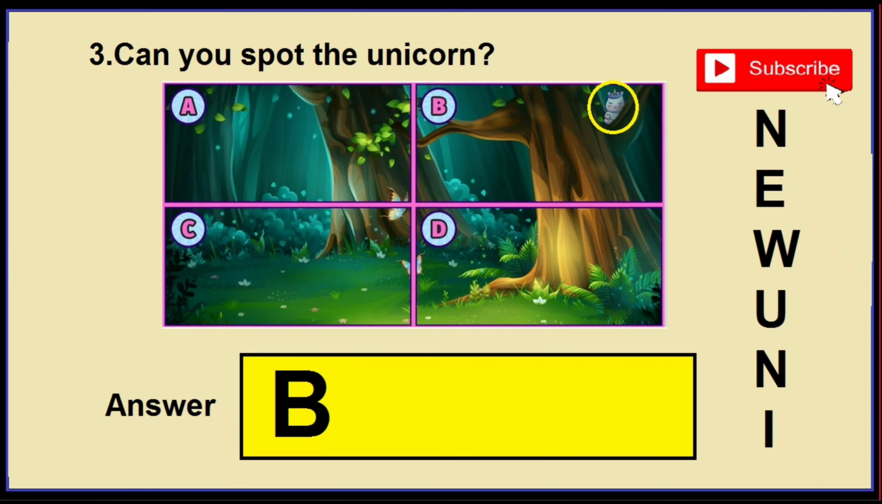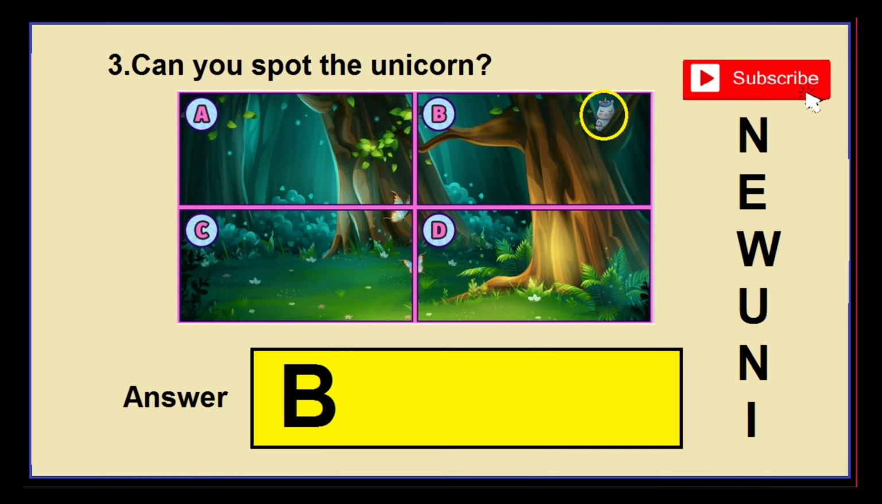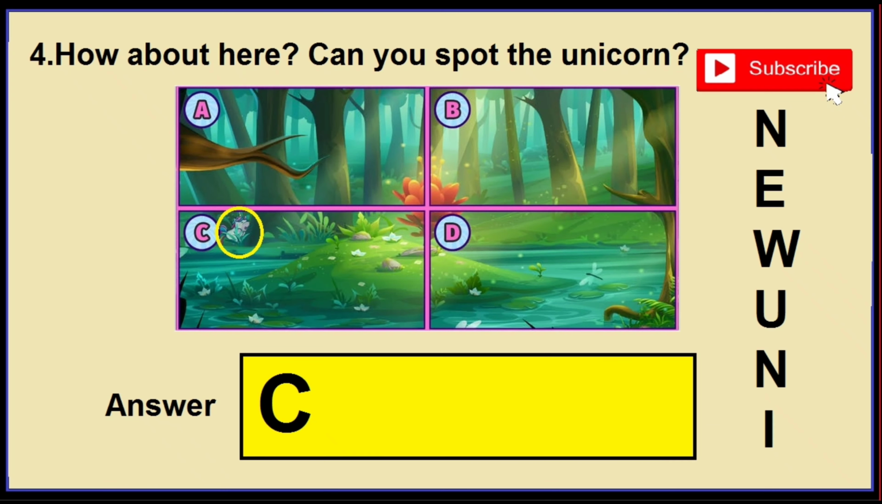Now for question number 3, the correct answer is B. Since you can see that the unicorn is in B, that I have circled here with yellow color, the correct answer for question number 3 is B. Now for question number 4, the correct answer is C. You can see here that I have marked it with the yellow circle, so the correct answer for question number 4 is C.